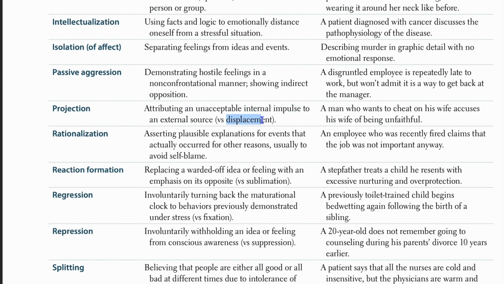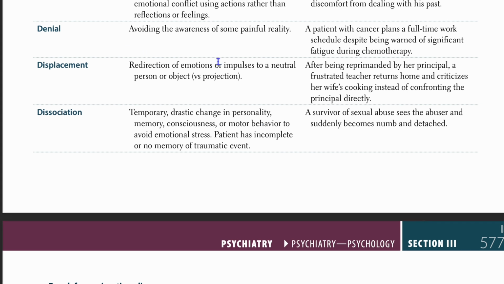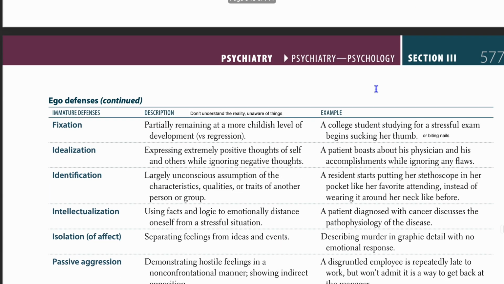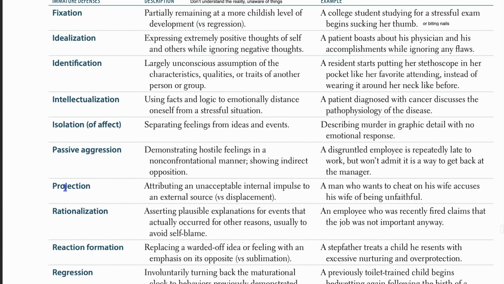Whereas in displacement, it was their negative feeling about someone else, and then displacing it onto their spouse, right? So that's the difference there. With projection, it's the impulse and not the feeling. So it's attributing an unacceptable internal impulse to an external source, versus displacement. A man who wants to cheat on his wife accuses his wife of being unfaithful. Okay.